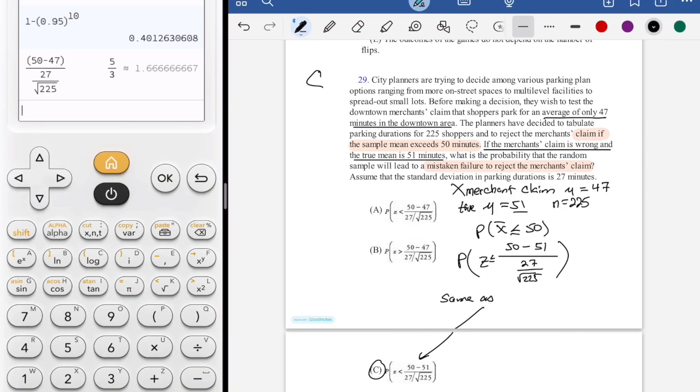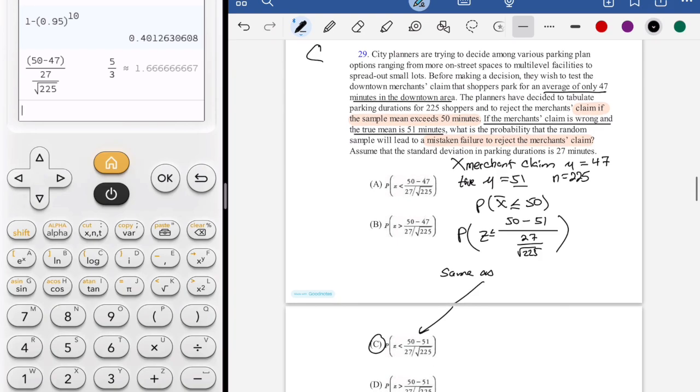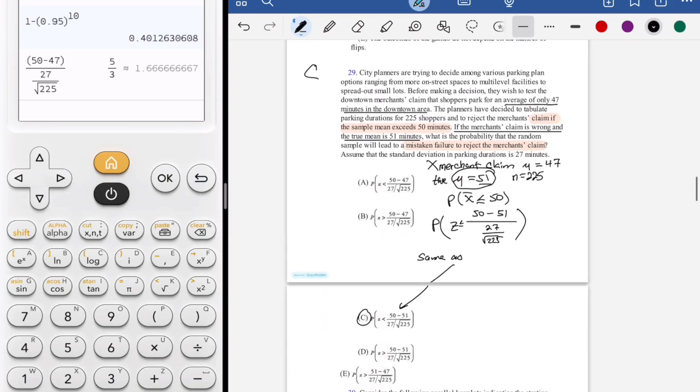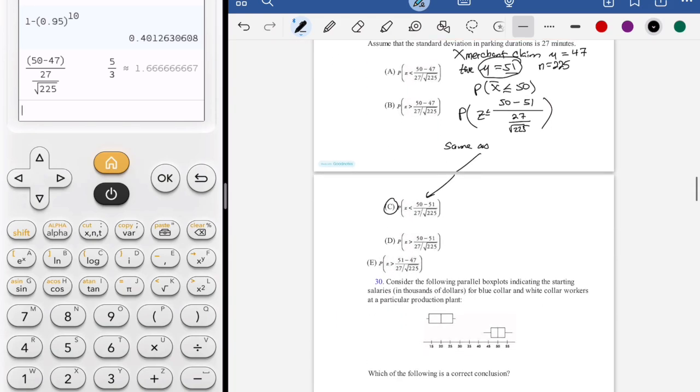All right, that's probably one of the trickier ones, just because it's really kind of a tough question to figure out what it is they're asking you to do at first. And really that 47 doesn't play much of a role. It's the idea where I underlined it, the merchant's claim is wrong and the true mean is 51, so that establishes this. And the other part, if the sample mean exceeds 50, it's a question of being wrong and the whole double negative aspect of it. So it's kind of a spicy one.